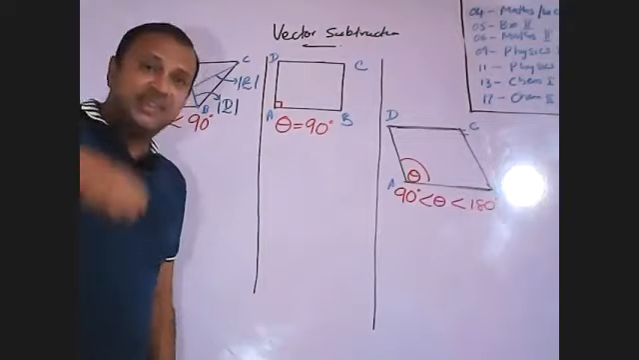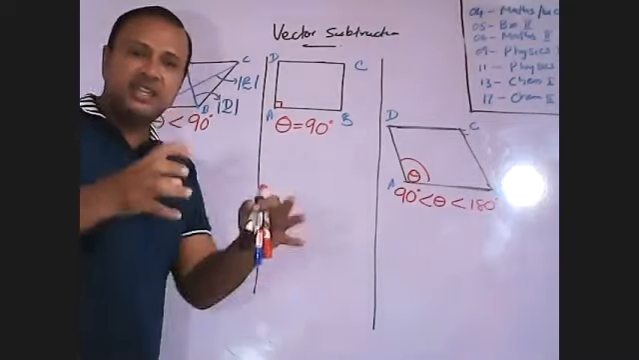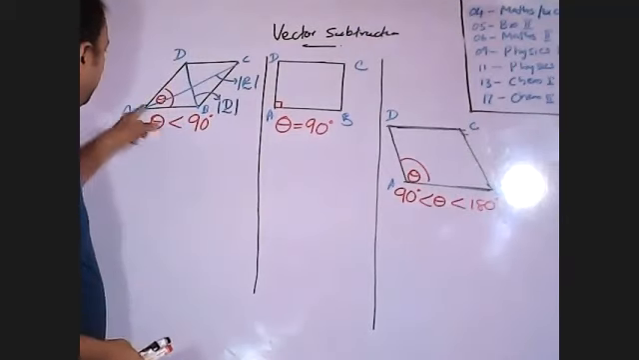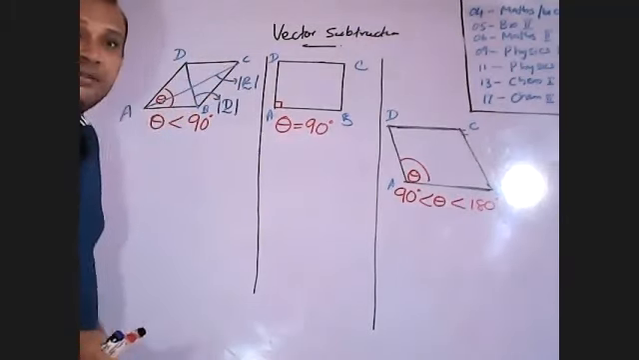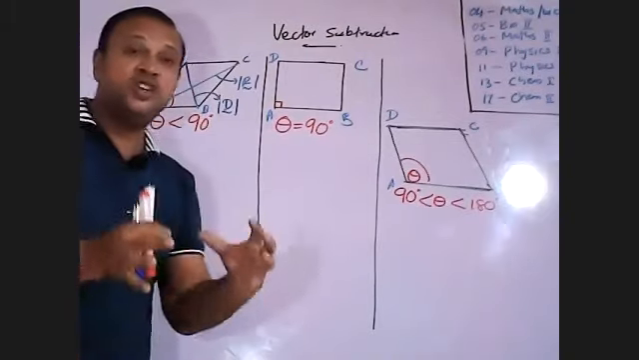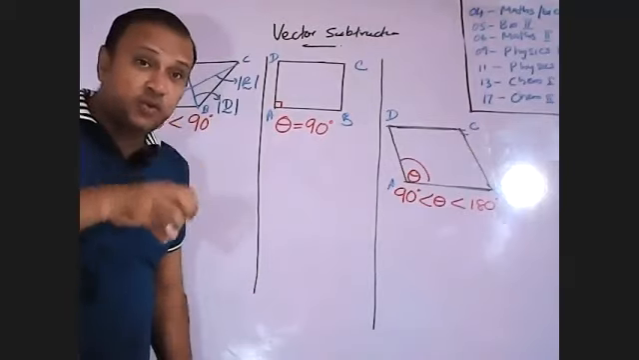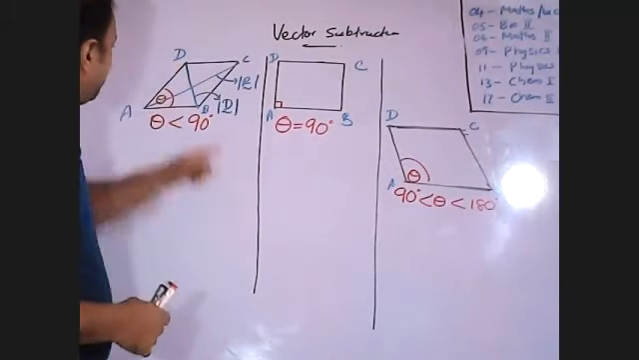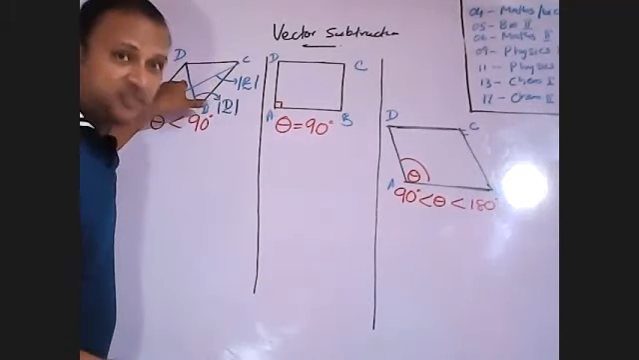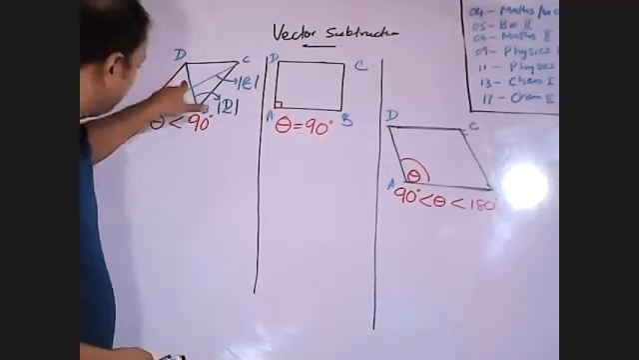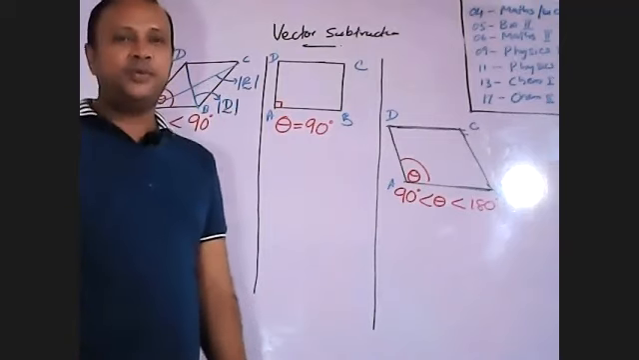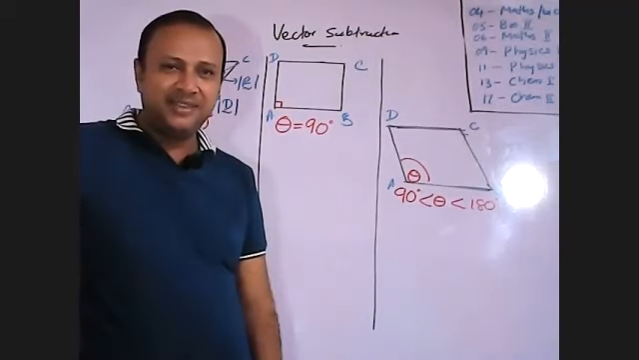Now I can say the same thing using vector terms. AC diagonal means the resultant vector. If the magnitude of the resultant vector is greater than the magnitude of the difference vector, then the angle between two forces should be an acute angle. Clear now?